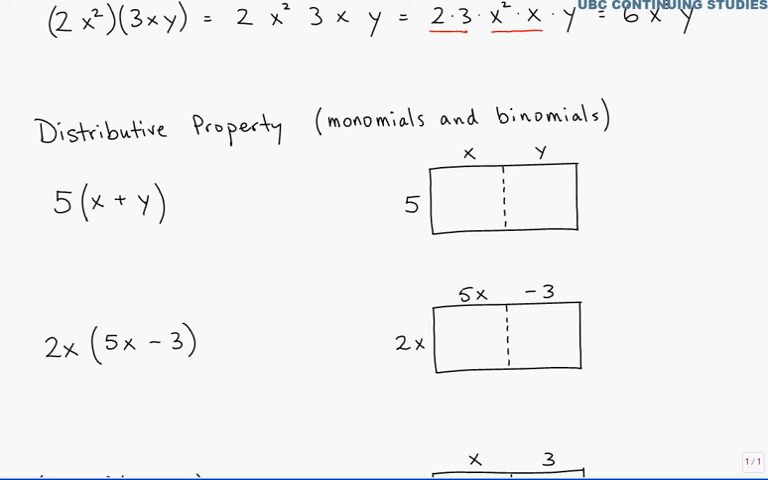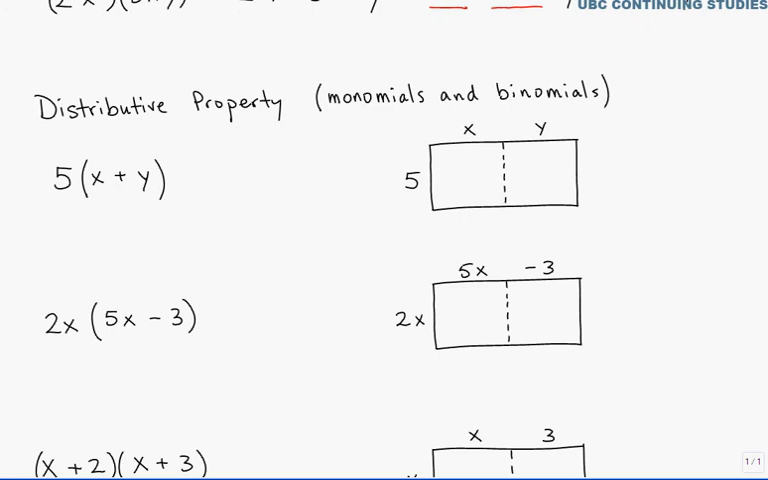So if we're multiplying something involving a binomial or something with even more terms, we have to take advantage of something called the distributive property. Now, one way to think about the distributive property is that everything has to get multiplied by everything else. So the 5 has to get multiplied by the x, and the 5 also has to get multiplied by the y. A nice visual way of looking at this is to think of an area model of multiplication.